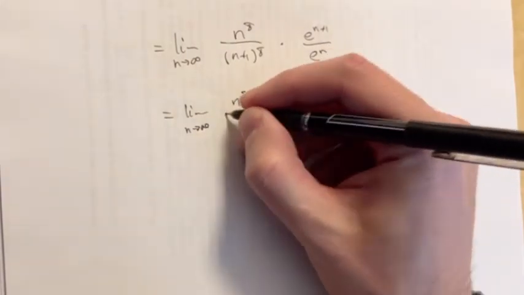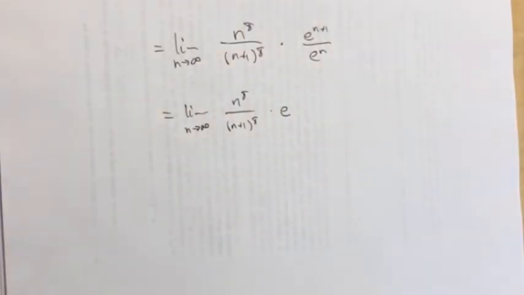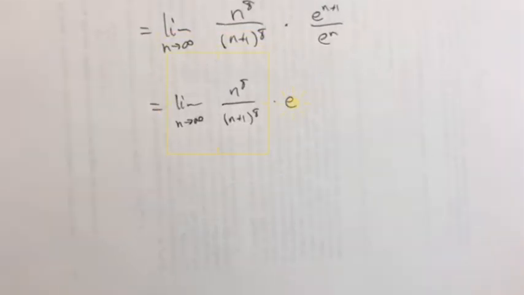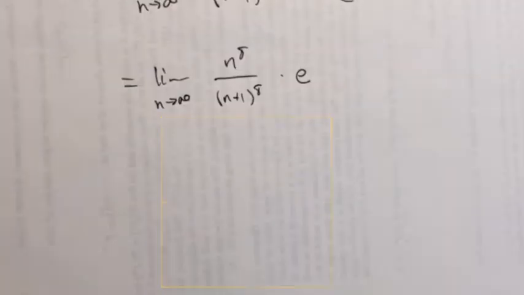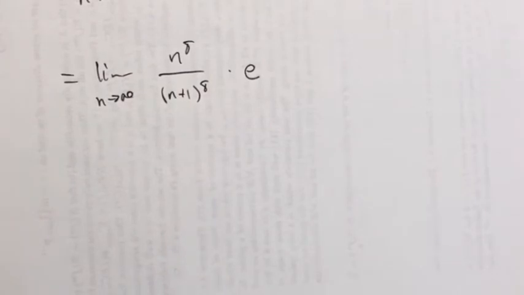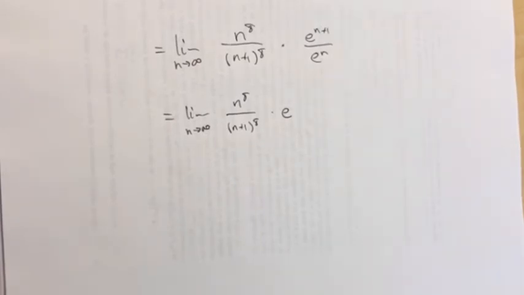n to the 8 over n plus 1 to the 8. What are we going to do with that? Ordinarily, I would divide out by the biggest power of n. And actually, you can still do that. I'm going to divide the top and the bottom by n to the 8.